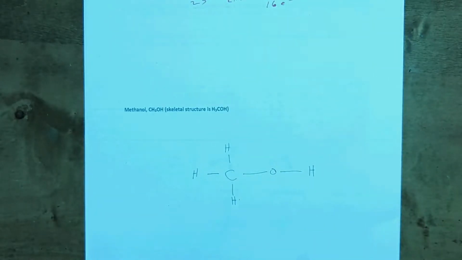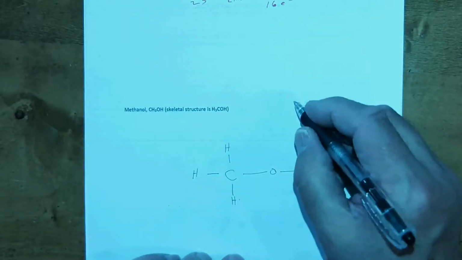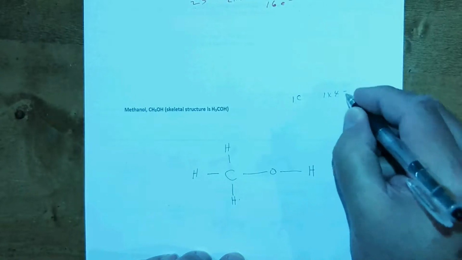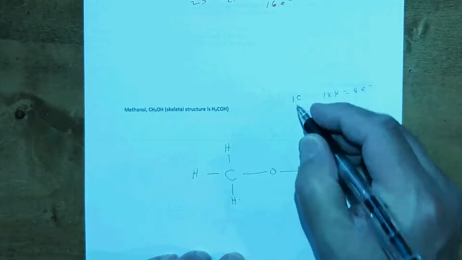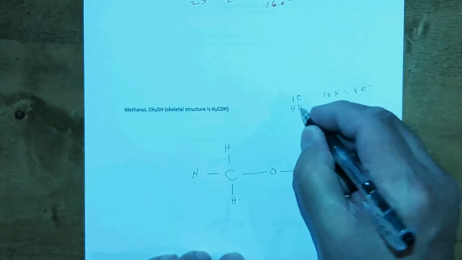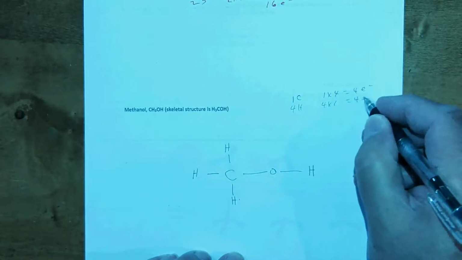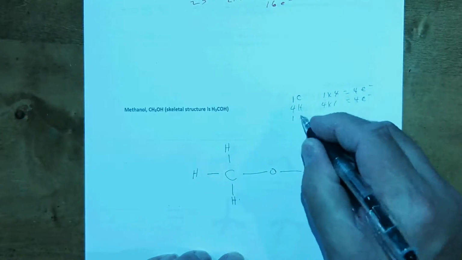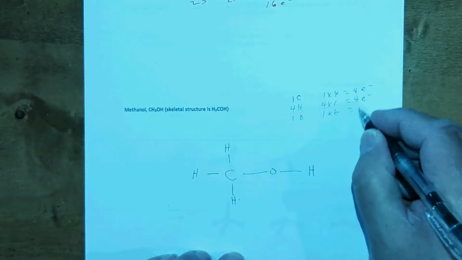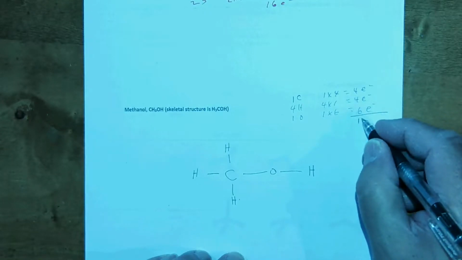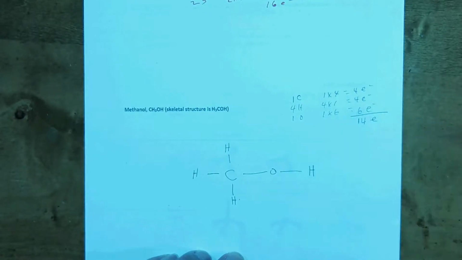Now, how many electrons are we supposed to have here? We got 1 carbon, so that's 1 times 4, that's 4 electrons. We have a total of 4 hydrogens, so that's 4 times 1 gives me 4 more electrons. We have 1 oxygen atom, so 1 times 6 gives me 6 electrons. Add all this up, it's going to be 14 electrons.